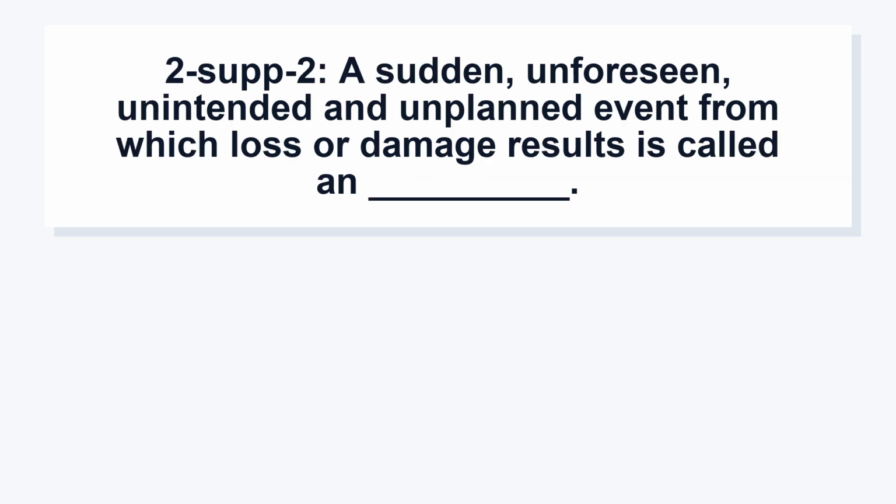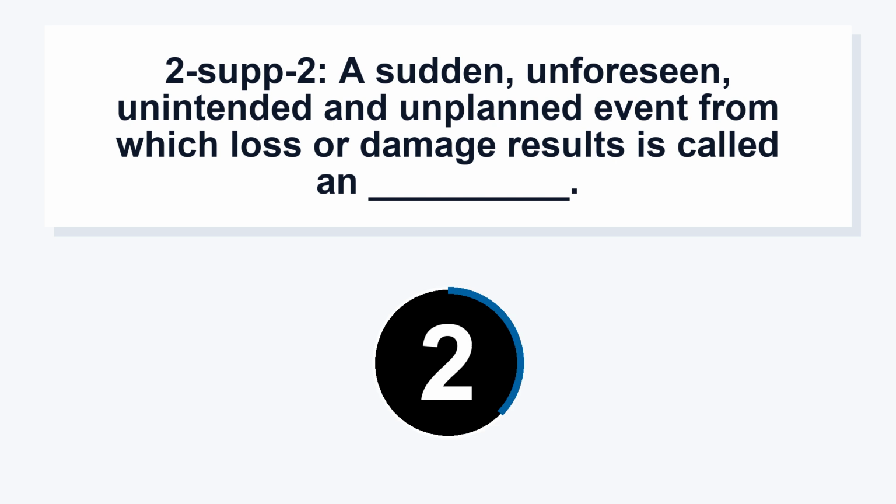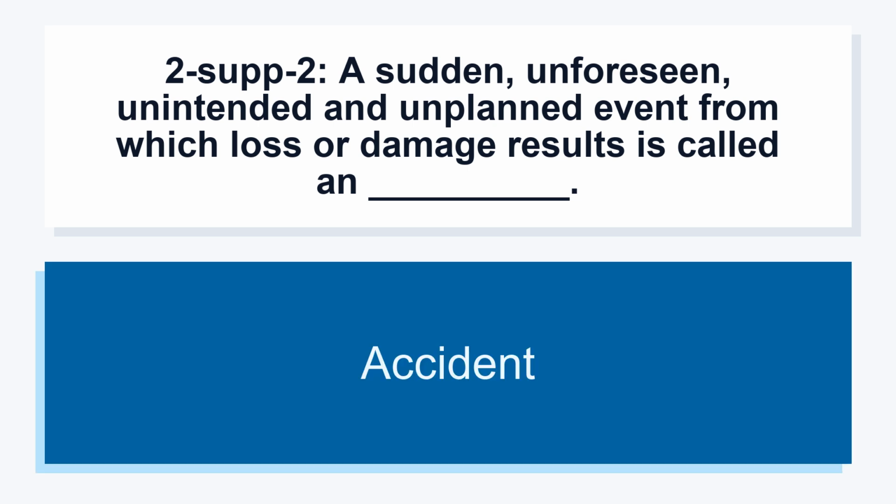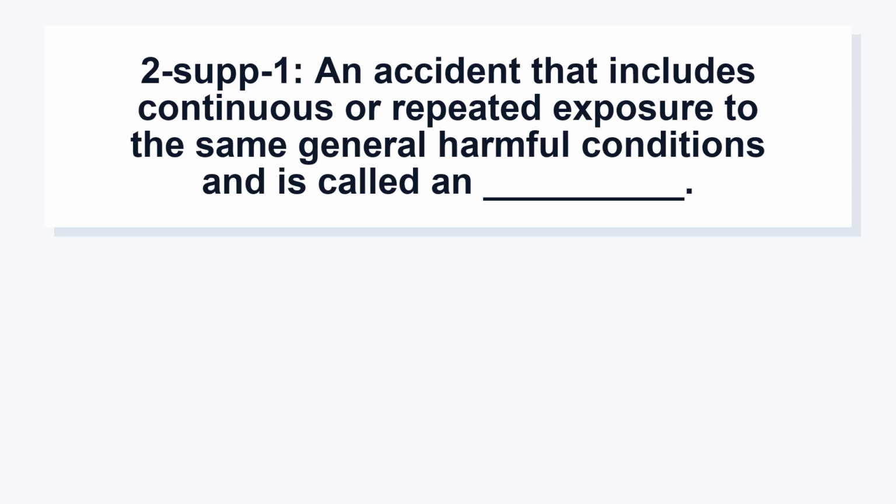2 Sup 2, a sudden, unforeseen, unintended and unplanned event from which loss or damage results is called an ____. 2 Sup 1, an accident that includes continuous or repeated exposure to the same general harmful conditions is called an ____ occurrence.